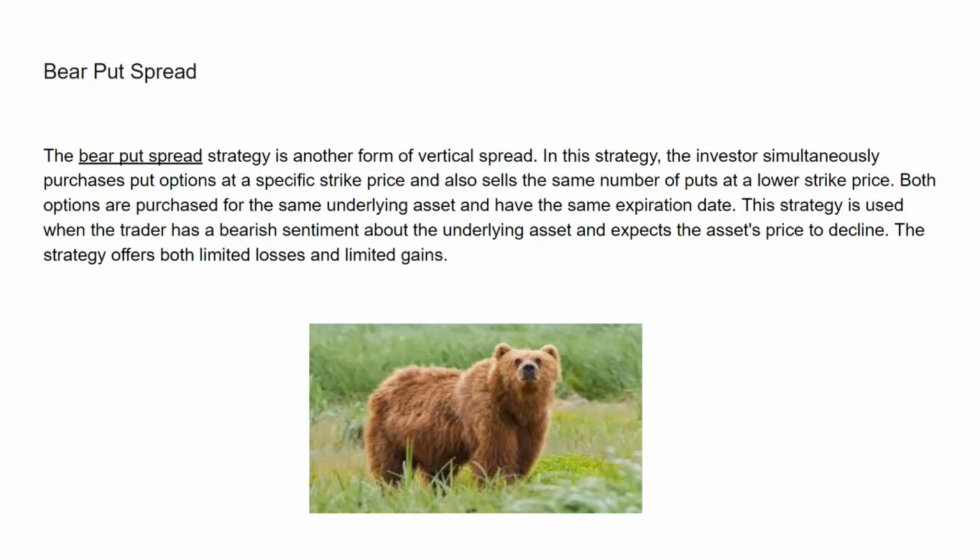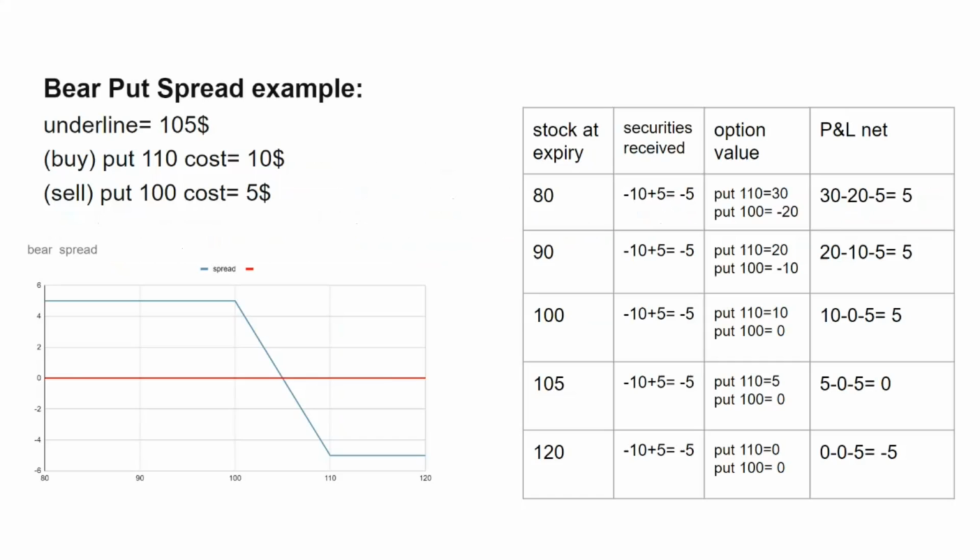In this strategy, the investor simultaneously purchases put options at a specific strike price and also sells the same number of puts at a lower strike price. Both options are for the same underlying asset and have the same expiration date. This strategy is used when the trader has a bearish sentiment about the underlying asset and expects the asset price to decline. The strategy offers both limited losses and limited gains.